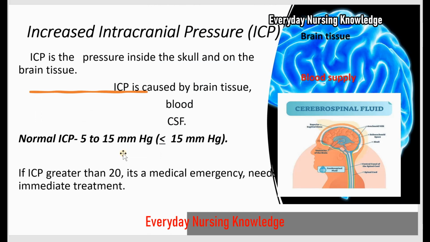What is intracranial pressure? It is the pressure within the skull and it's on the brain tissue. And what contributes to this ICP? So ICP is caused by brain tissue itself, blood supply to the brain, and cerebrospinal fluid, CSF, that protects the brain and the spinal cord. Normal ICP is 5 to 15 mmHg, or it should be less than 15 mmHg.